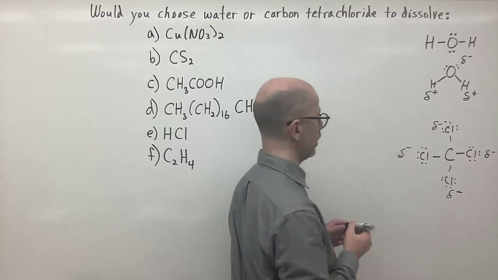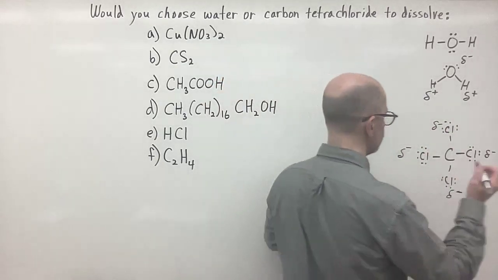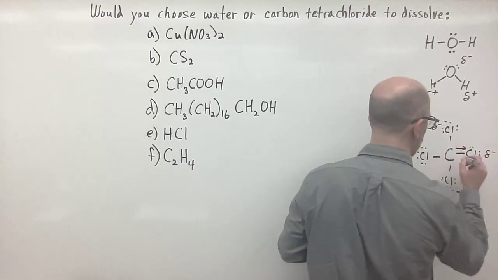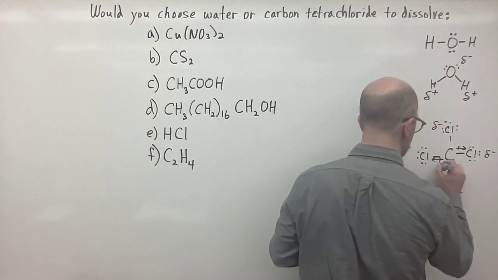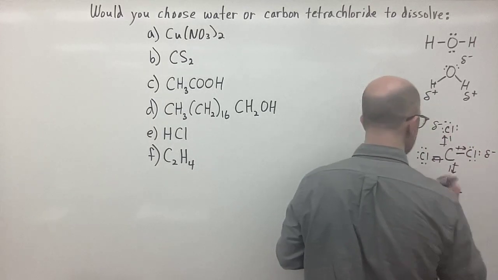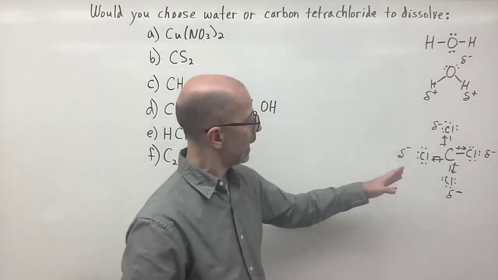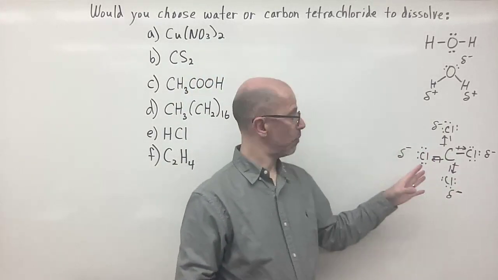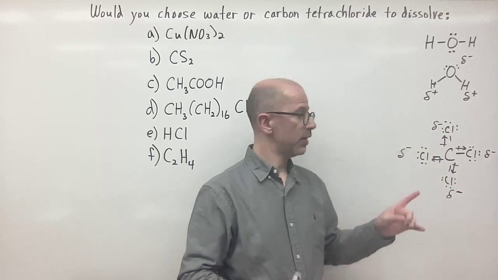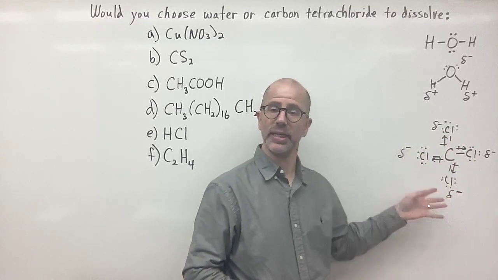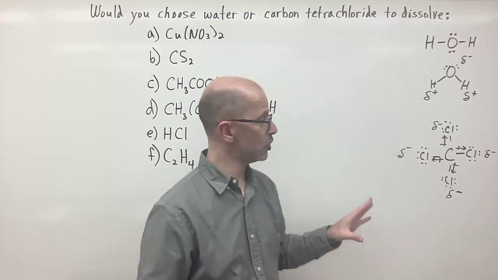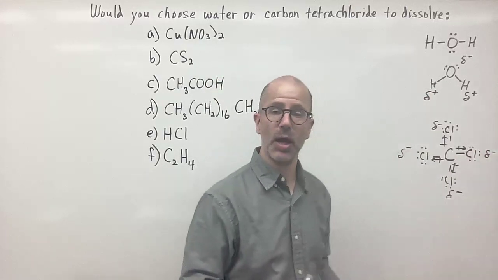So we have partial negative charges, which means that the dipole moments in the bonds are all pointing towards the chlorines. And because all the angles are equal, all of these polar dipole moments in the bonds cancel each other out. And so this ends up being a nonpolar molecule.